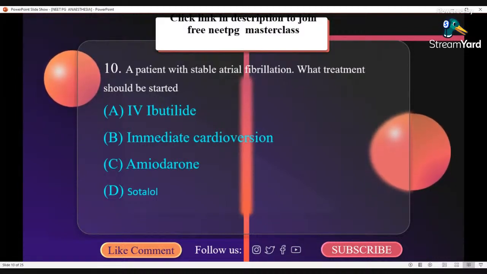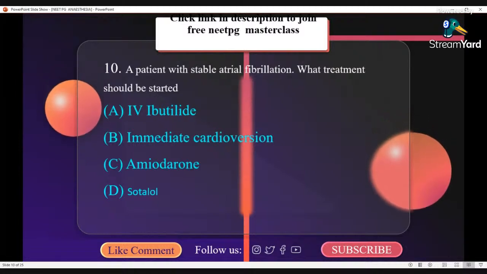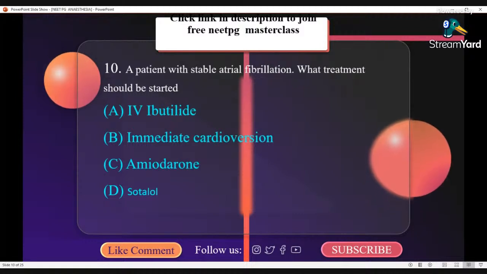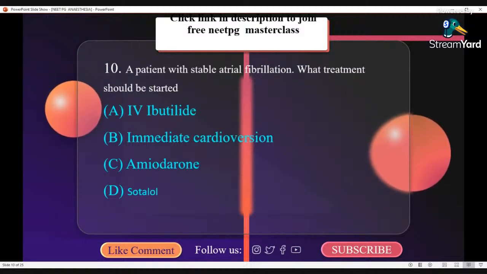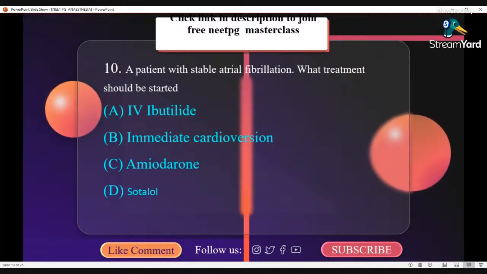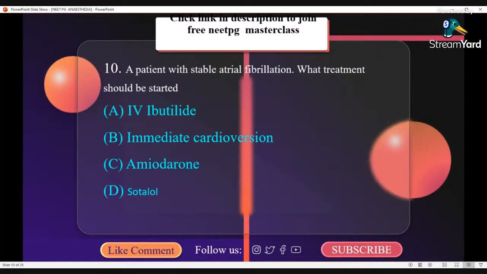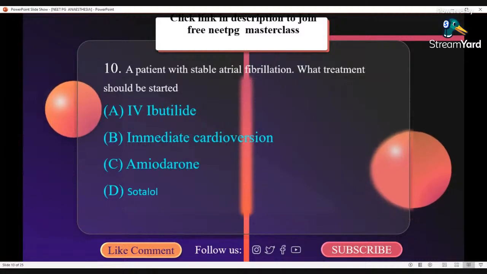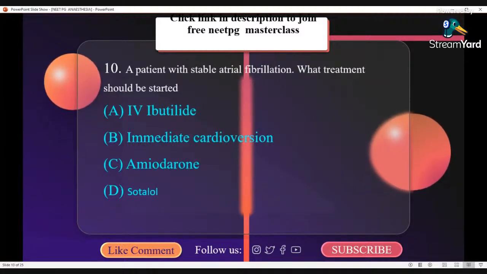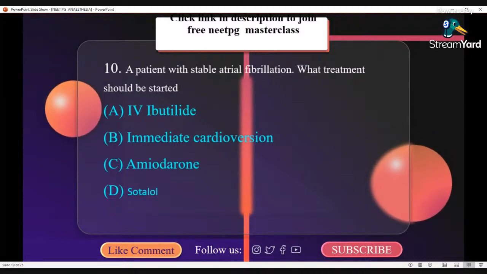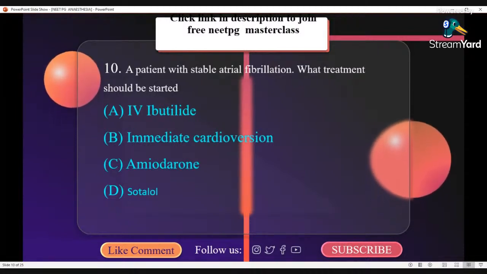Now what is ibutilide? Ibutilide is a class 3 antiarrhythmic drug which has a rapid onset of effect in restoring the sinus rhythm. It acts by prolonging the action potential duration and effective refractory period. It is administered in a dose of 1 milligram over 10 minutes. If necessary, a second dose can be administered 10 minutes after the first. If there is hemodynamic deterioration, immediate cardioversion is the treatment of choice.